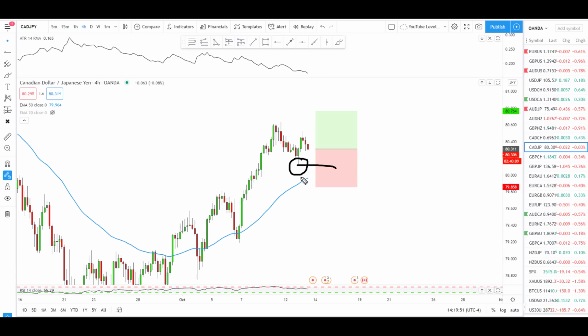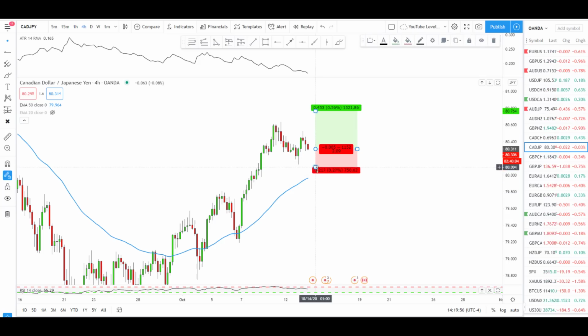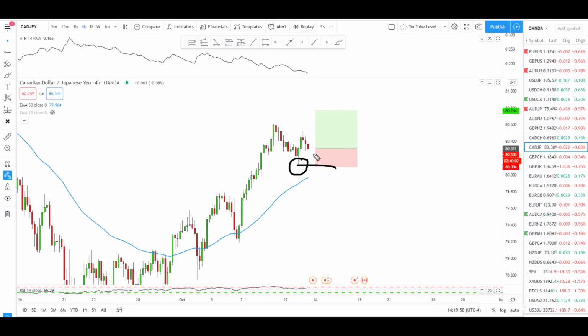Well, if that's the case, how far below that swing low? Do you think this is enough? Just right below it? Well, how many times have you seen a market come down and do something like this, put a wick in, and then stop you out and go back the other direction immediately afterwards?